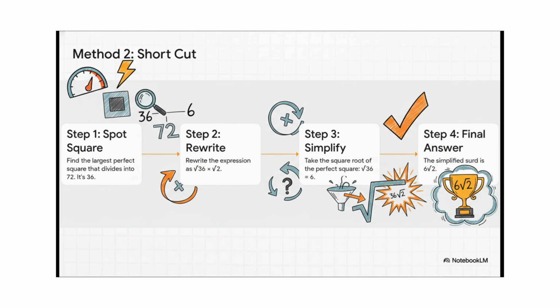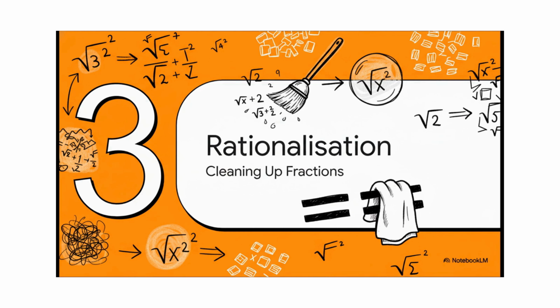This one is all about training your eye to spot the biggest perfect square that fits into your number. For 72, you might spot that 36 is a factor. So you just rewrite the square root of 72 as the square root of 36 times 2. We all know the square root of 36 is 6, and boom, you get 6 root 2. Same answer, way faster once you get good at spotting those squares. Okay, so that's simplifying. That's tool number 1 in our toolkit.